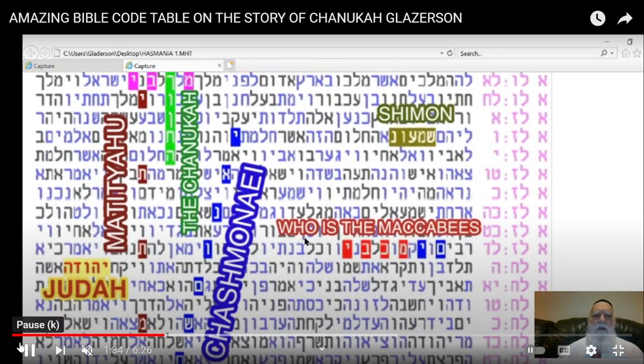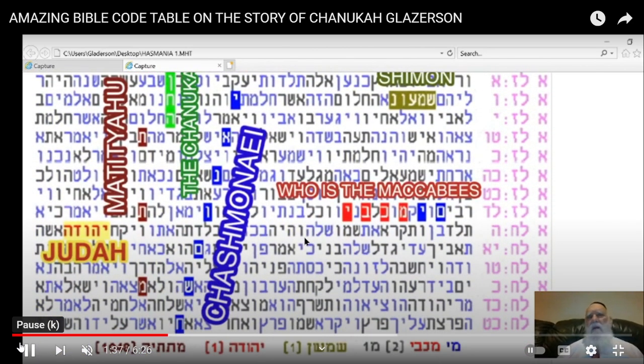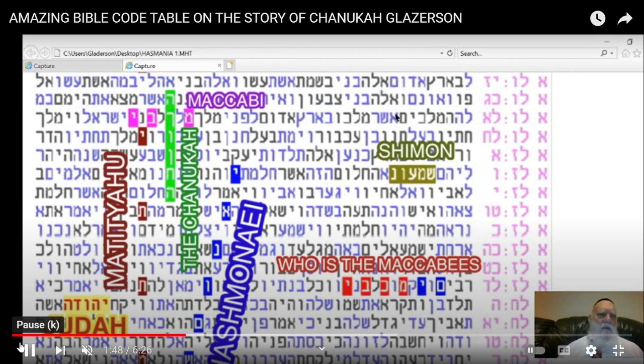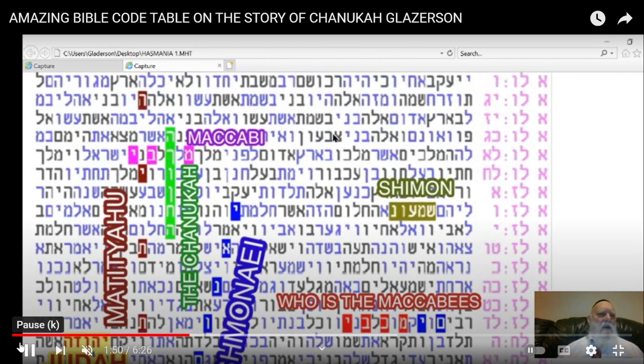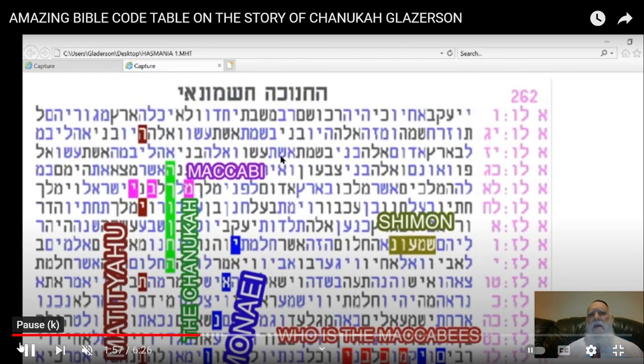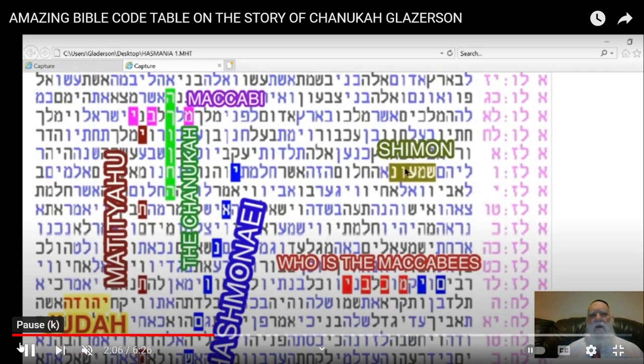Then the most important, you have the full writing of Hashmonai. You see Hashmonai in blue. By the way, the question, who is a Maccabee here? And the answer is Judah and Shimon. Interesting, Matityahu, apparently. Then in blue, this is also very, very significant: Hashmonai, the full writing of Hashmonai, not like Maccabee with these two letters. So full Hashmonai and Chanukah, Matityahu, in the name of this.